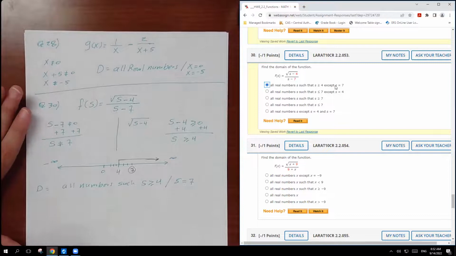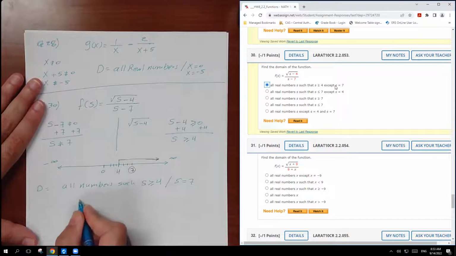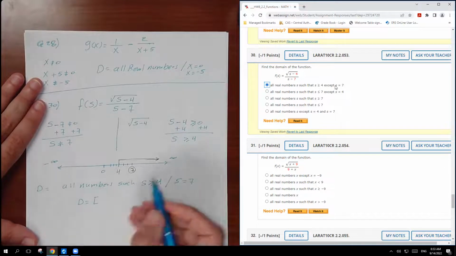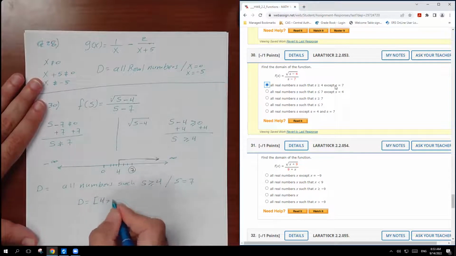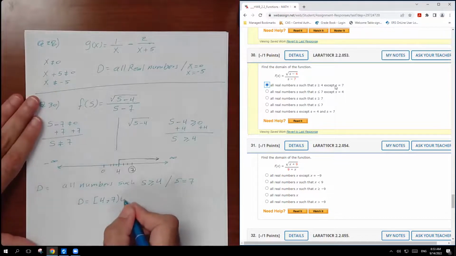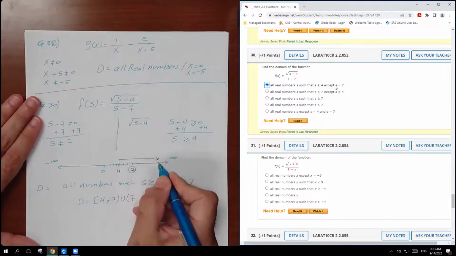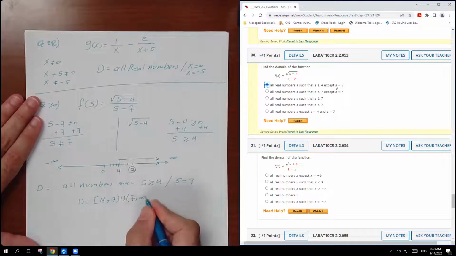Or you can write down like this. From 4 to 7, I can say bracket, because always with the equal sign, you can say bracket, to 7. The bracket means this number belongs to the interval, parentheses means this number does not belong to this interval. Union, another parentheses, from 7 and goes to the infinity.